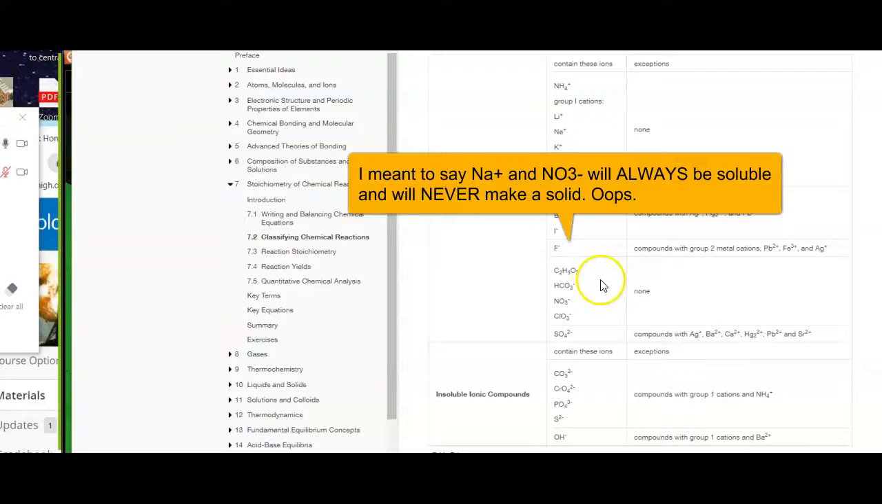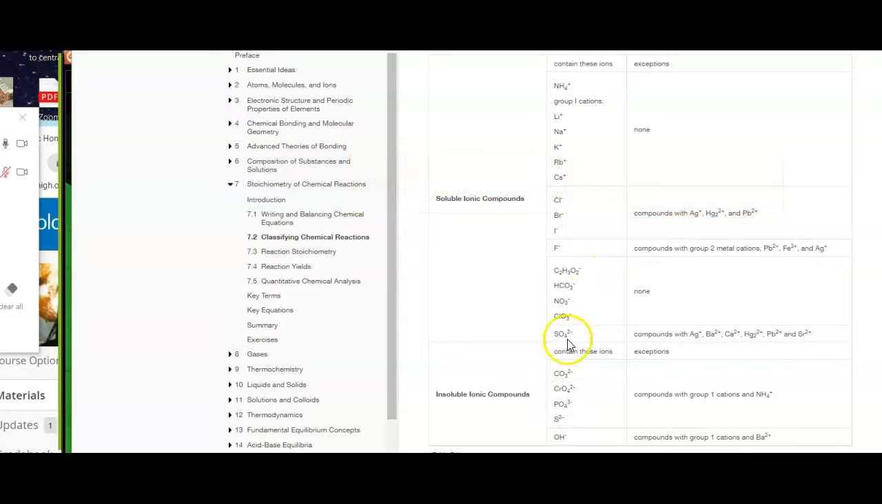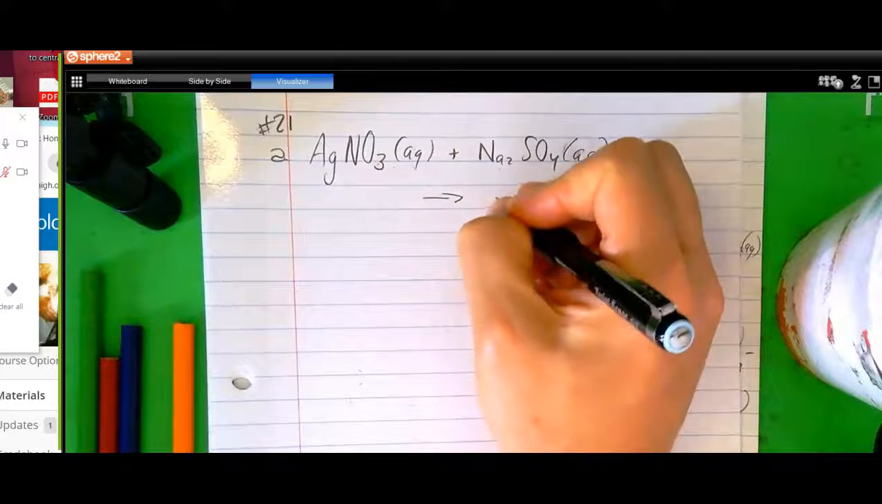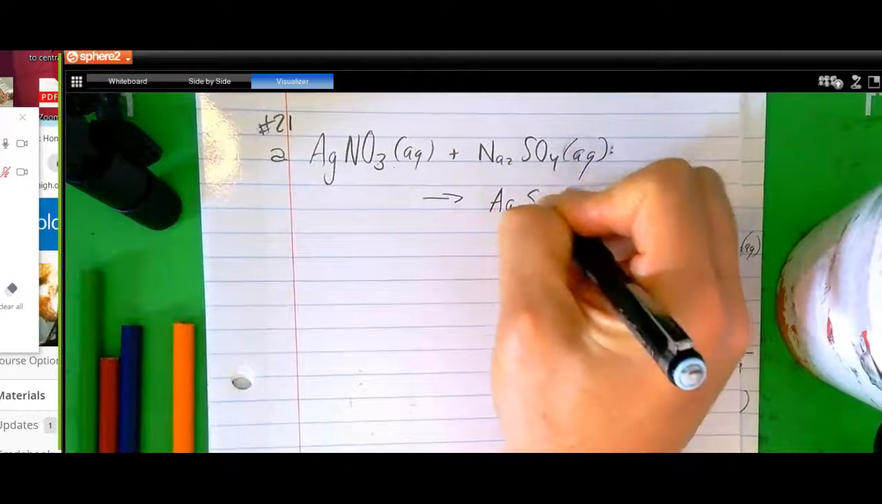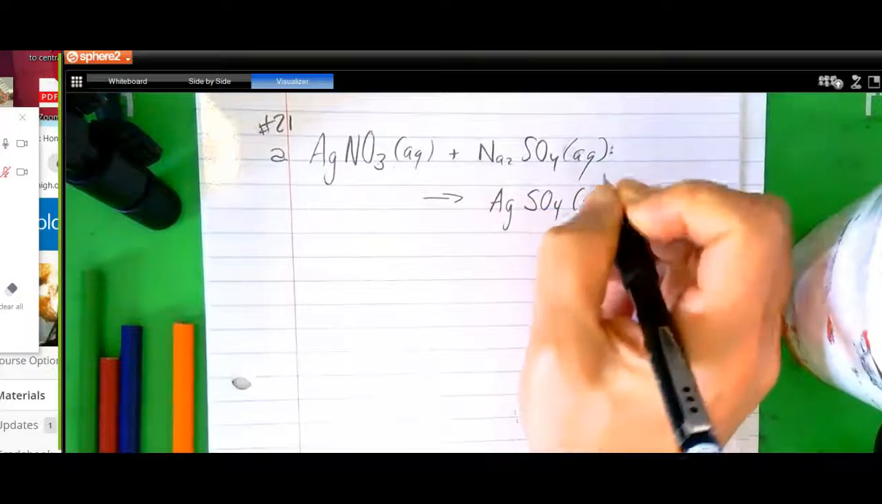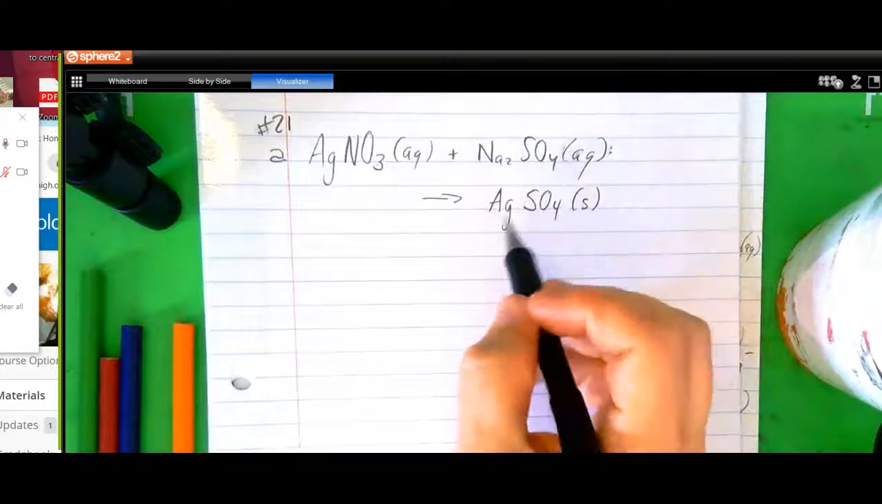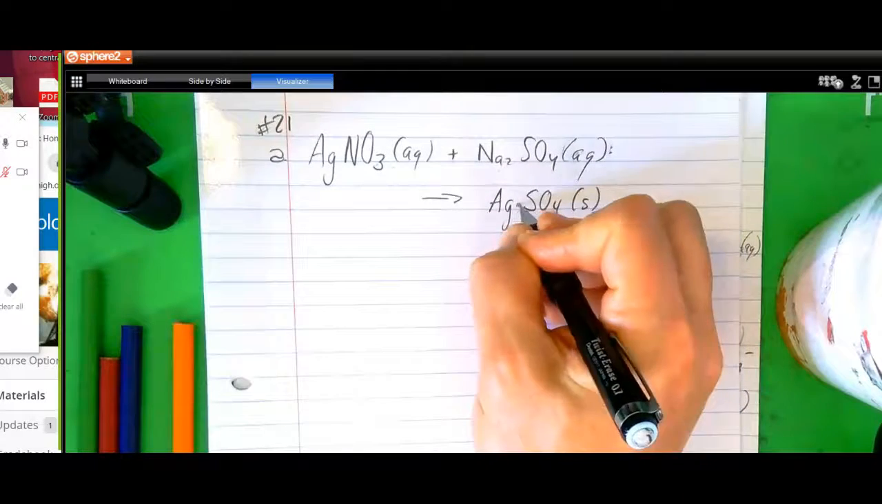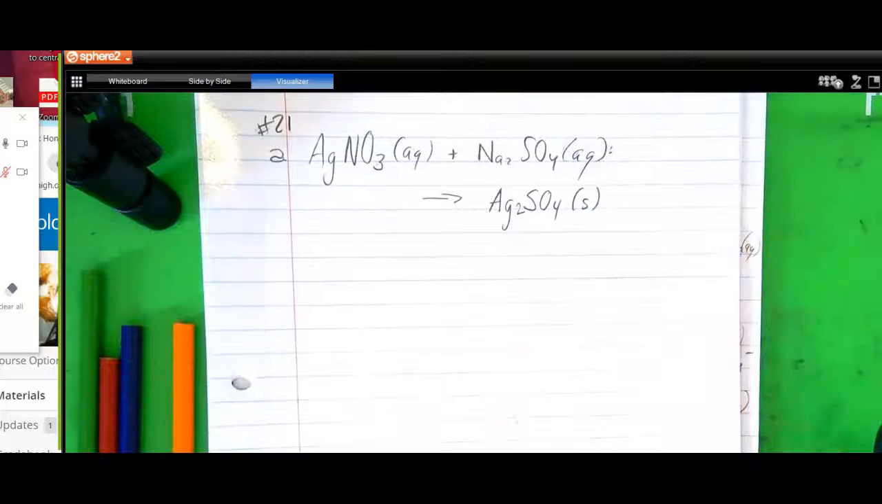But what about the silver sulfate? Let's look at the rules for sulfates. Sulfates are soluble except when it comes to silver. So it's going to be insoluble. So we are going to make a solid silver sulfate. How do we write that? We write silver sulfate solid. However, sulfate is a -2, silver is a +1, so it's going to be Ag2SO4.